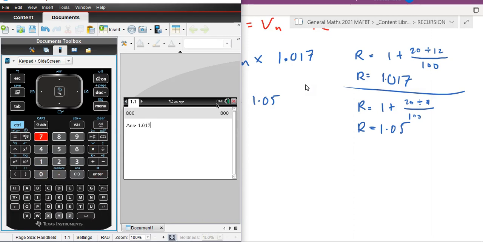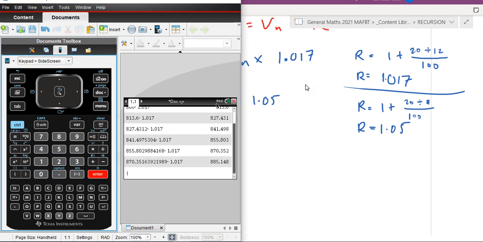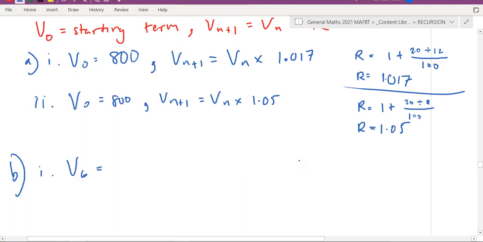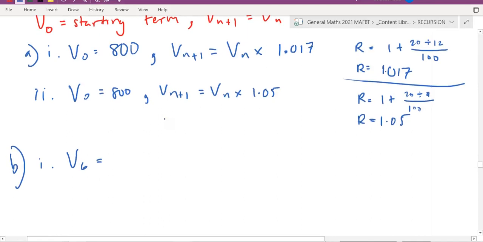So there's month 1, month 2, month 3, month 4, month 5, month 6. So 885.148. It doesn't tell us nearest cent. So 885.